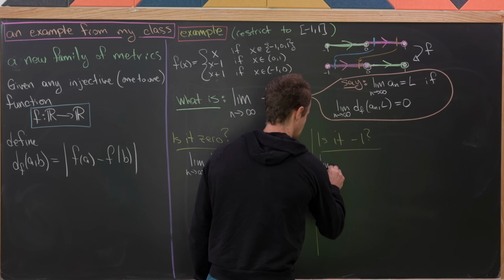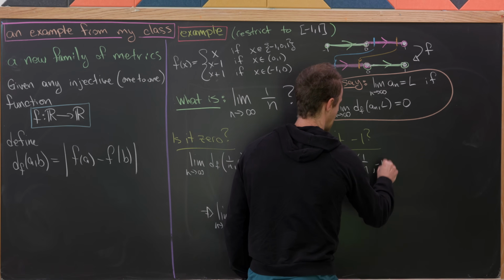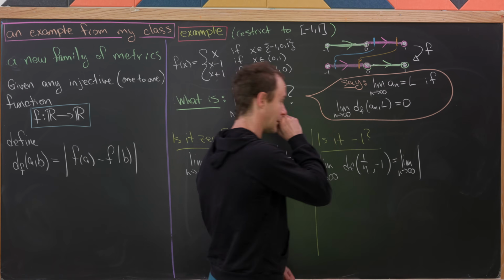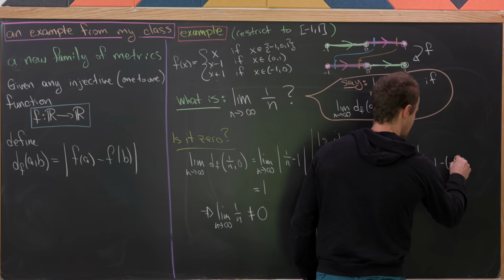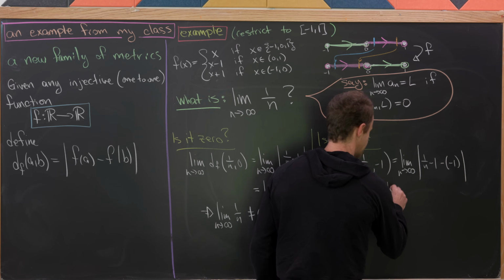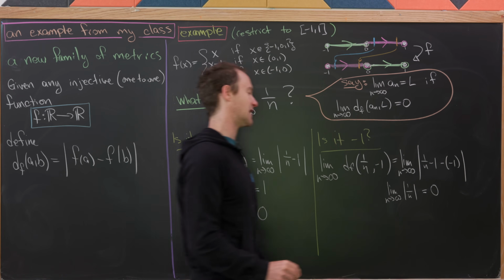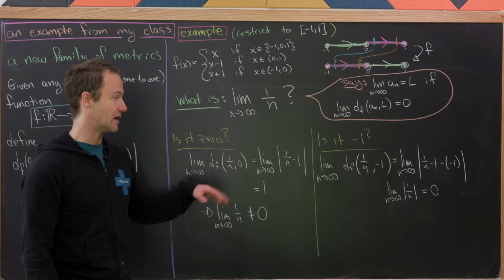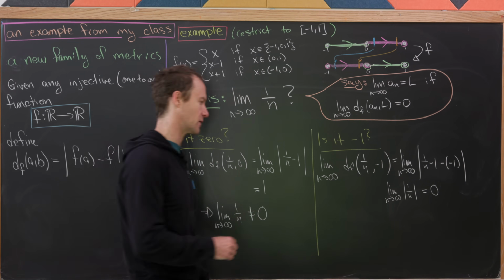Okay, so let's look at the limit as n goes to infinity of this f distance between 1/n and -1. But then that'll give us the limit as n goes to infinity of, well, using our function up here, we'll see that we get 1/n minus 1 minus -1. Okay, but then that clearly simplifies to the limit as n approaches infinity of the absolute value of 1/n, which itself is 0. So that means that as n goes to infinity, the numbers 1 over n get closer and closer to the number -1 in our metric.